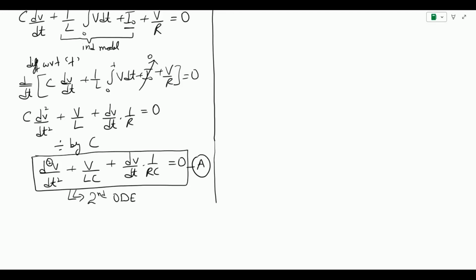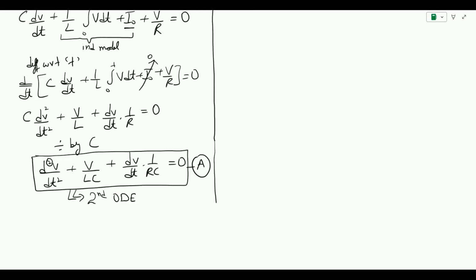Another point to identify whether the equation is second order or not: if we see that both the inductor and the capacitor are part of the same equation, then it tells us that this is a second order differential equation, or a second order circuit equation. Now let us see how we can solve this. In order to solve this equation, we cannot apply the separation of variables method, so we have to come up with another strategy.